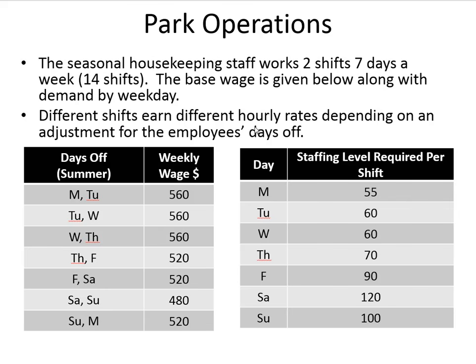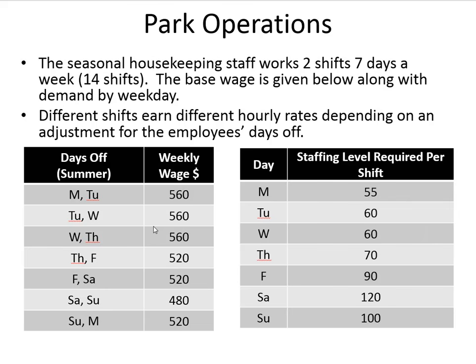And we also should know that the different shifts have different hourly rates depending on an adjustment of the employee's days off. So if you look at the first table, if the employee is taking a Monday, Tuesday off, they are being given a higher wage as compared to if an employee is taking Saturday and Sunday off. Of course, if you're having the benefit of spending the weekend with your family as compared to the person who's giving up the weekend for work, they should get compensated for that. So how to read this table? If an employee is taking a Monday, Tuesday off, they're paid $560 weekly wage and so forth. And we have assumed in this problem that employees take 2 consecutive days off.